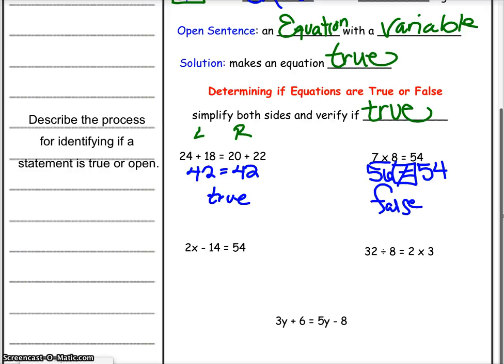I don't know if this is true. It's open for debate. It depends on what x is, doesn't it? So since I don't know if it's true, I say it's open. Right now. Eventually we're going to get to solving these. 32 divided by 8 is 4. 2 times 3 is 6. 4 does not equal 6. That's a false statement.